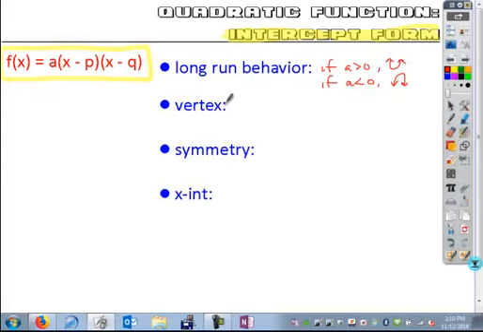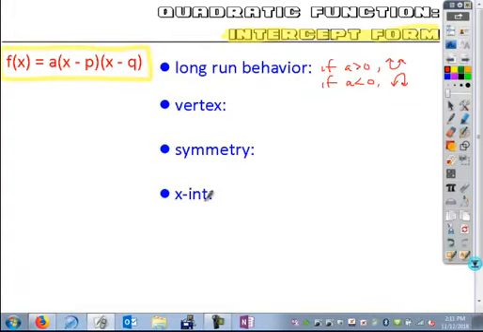Your vertex now, and again, this is where the SAT comes into play because it'll ask you to find the vertex no matter which of these three forms you use. But the vertex, if you're dealing with intercept form, is found by taking the average of the intercepts because of the symmetry of the graph. The x-coordinate of the vertex is always going to be halfway between the two x-intercepts.